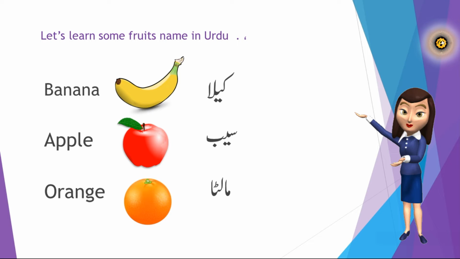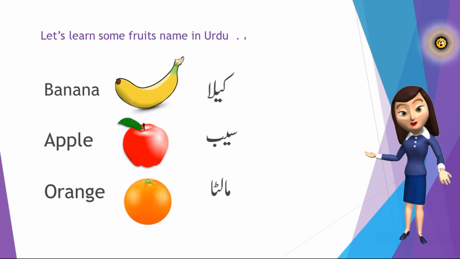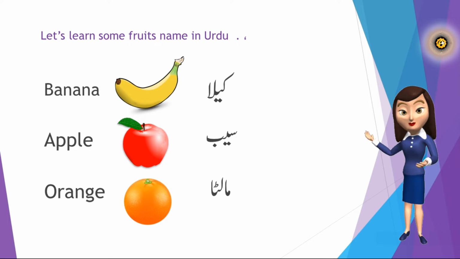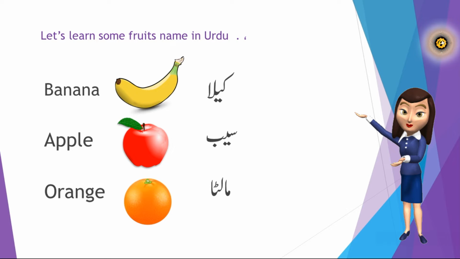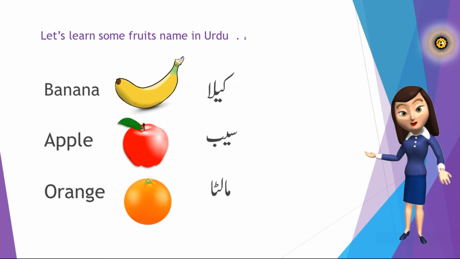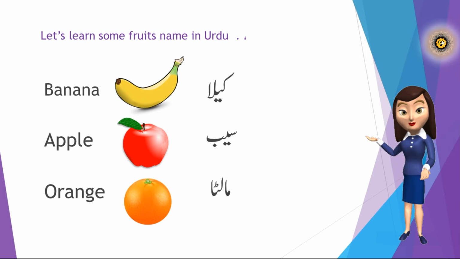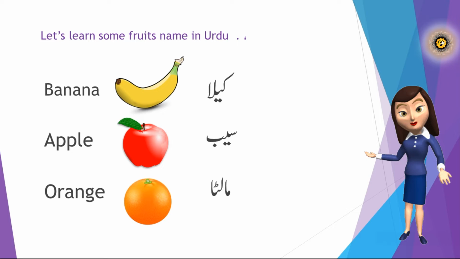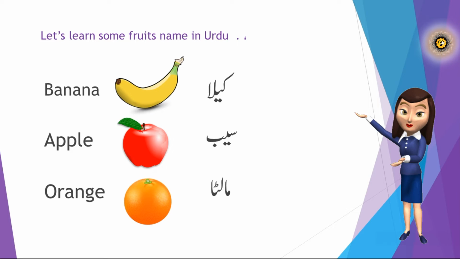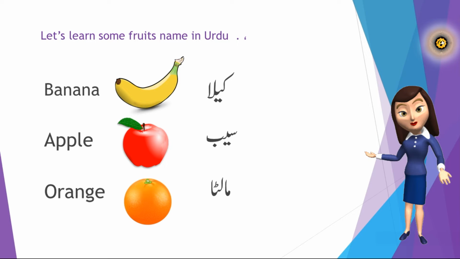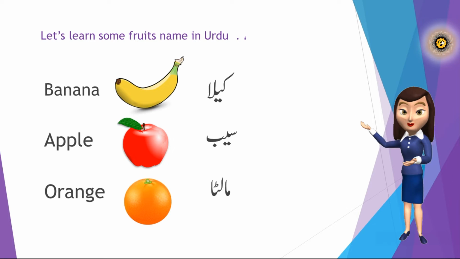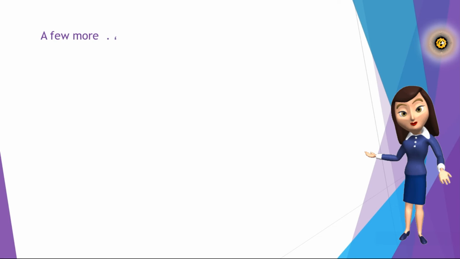In English we say banana and in Urdu it is kela. Then in English we say apple and in Urdu it is seb. Then in English we say orange and in Urdu it is Malta. Repeat and revise many times, okay? Alright, now let's learn a few more.